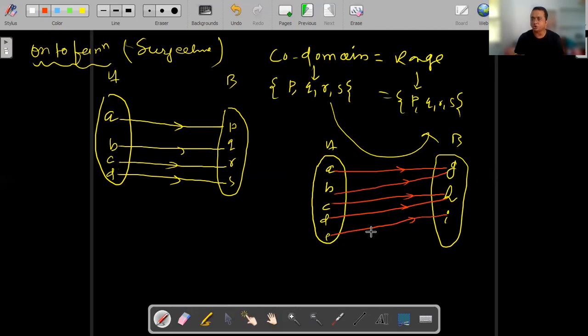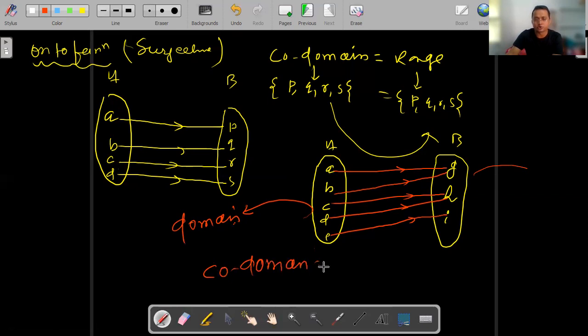Now you tell me whether codomain is equal to range. So you can just check. This is the domain. The set of all the elements of A is what? Domain. So you can write here domain. And the set of all the elements of B is what? Codomain. So let me write here. Codomain is what? G, H, I. Right? Only 3 elements are there. So this is the codomain.